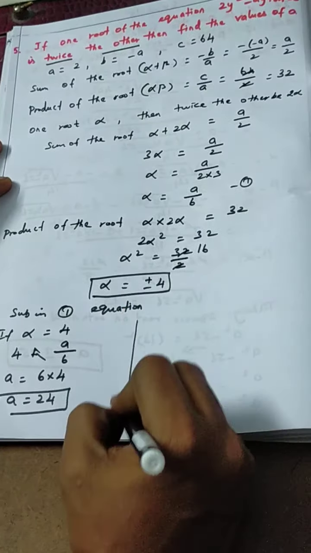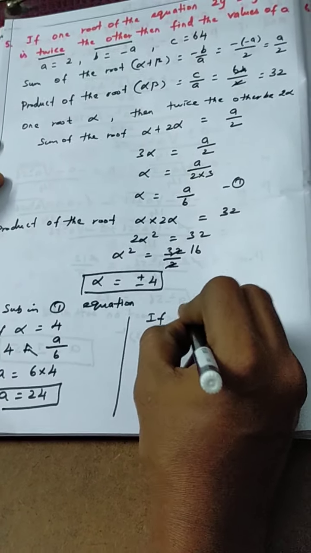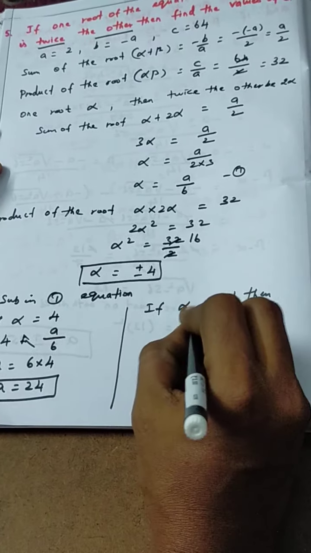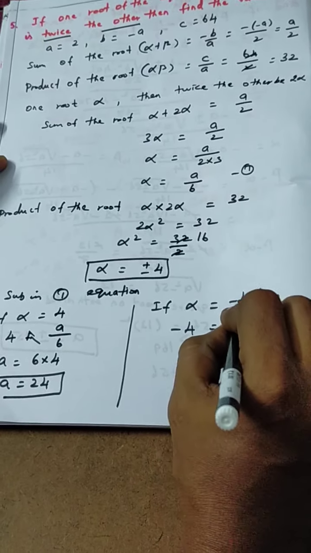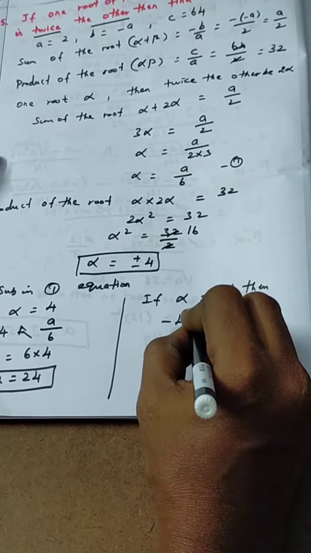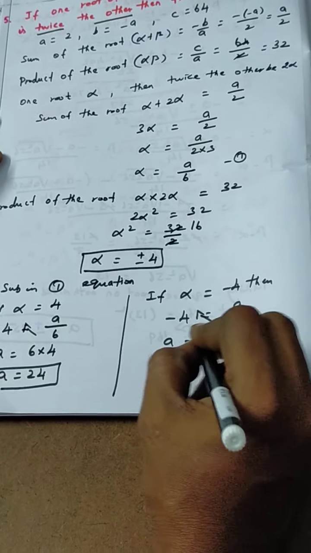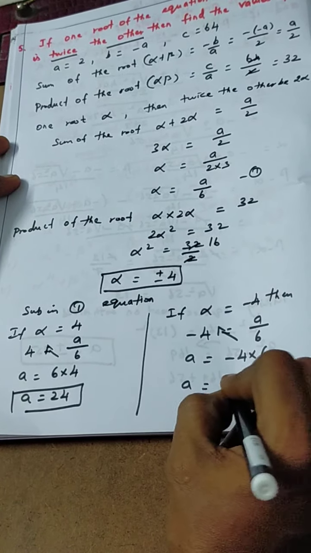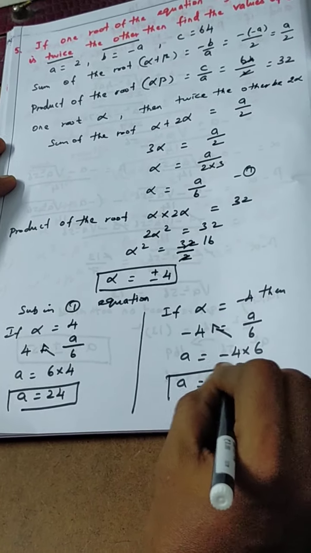Next, if alpha equal to the other value, minus 4, then minus 4 equal to a by 6. So cross multiply, a equal to minus 4 into 6. So what is the answer? a equal to minus 24.